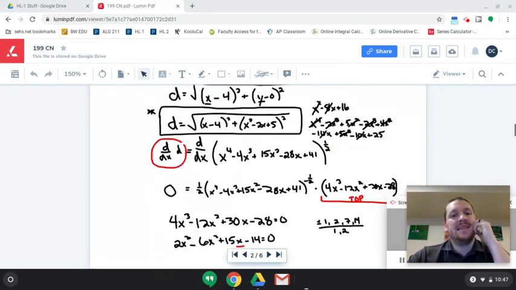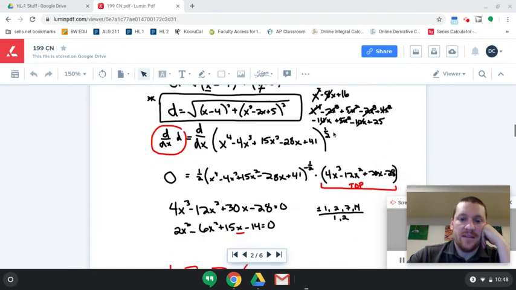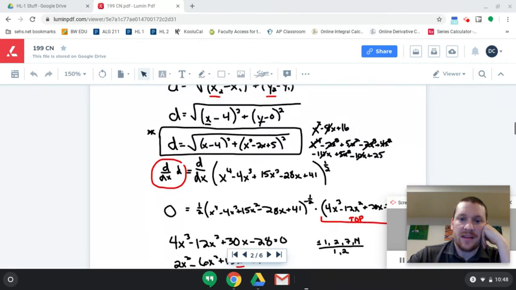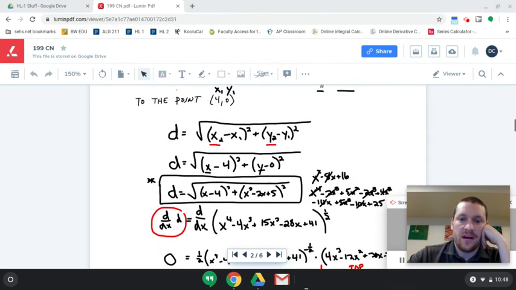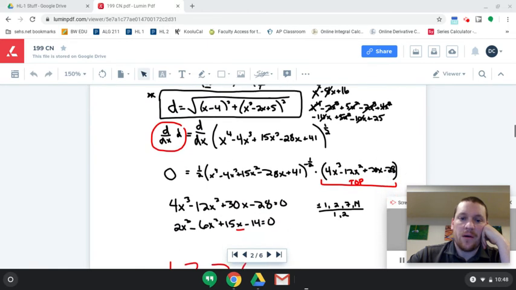So of this distance formula, the smallest distance from 4 comma 0 to any point on this graph is going to be what you get from that 1.326 value. You can go through and actually solve and find out what that distance would be.